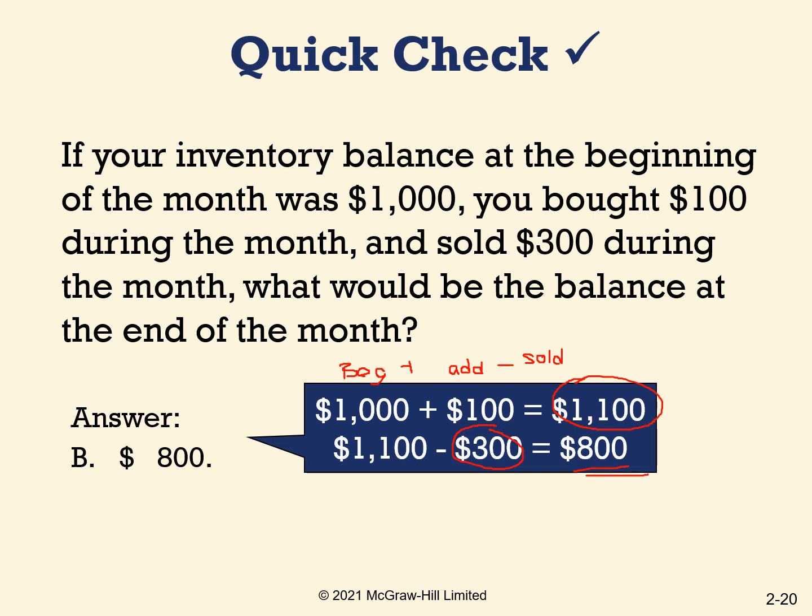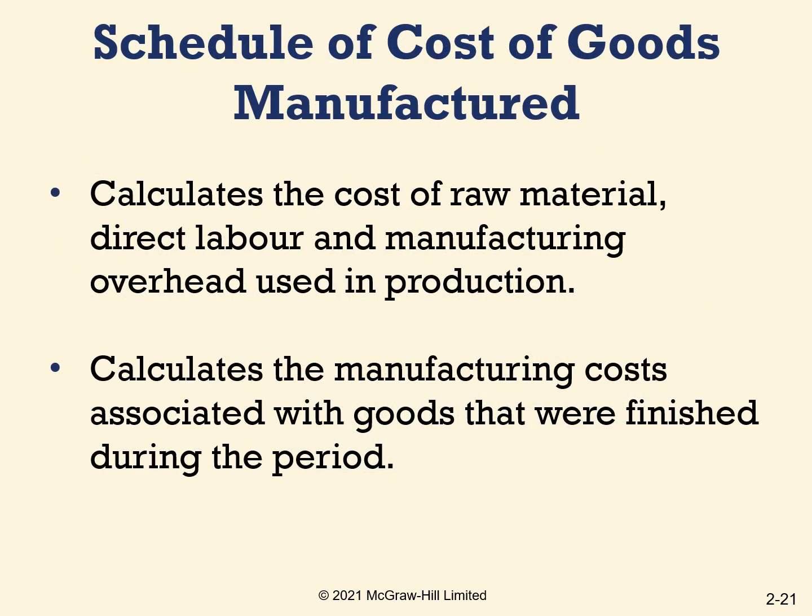So that represents our ending inventory balance for this month. So end equals our beginning, 1,000, plus our additions of 100, minus what we sold, which is 300, to give us 800 total.